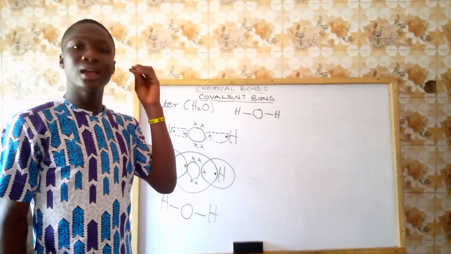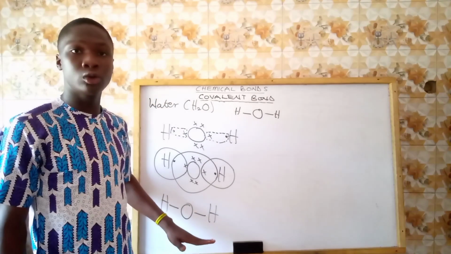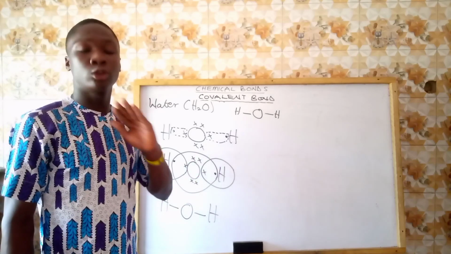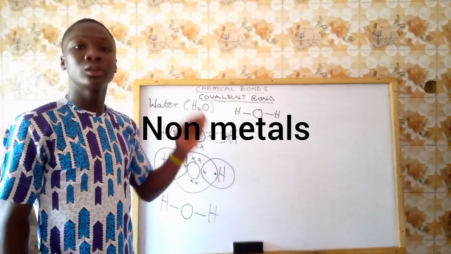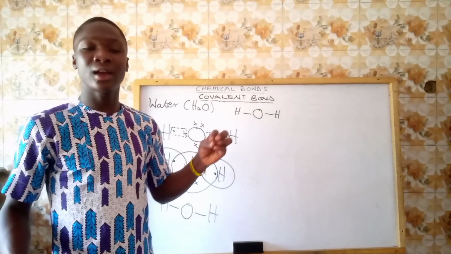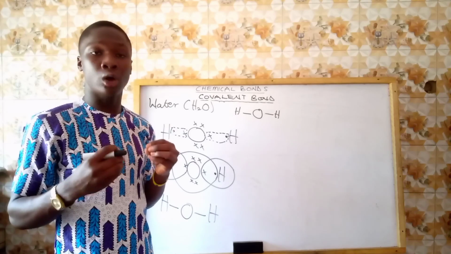Water forms a covalent molecule, or a covalent bond, because it consists of only nonmetals. Because for a covalent bond to be formed, the atoms that have that bonding must be only nonmetals.